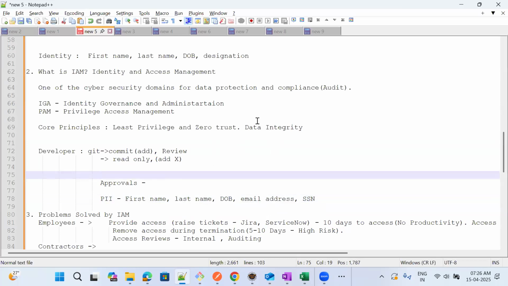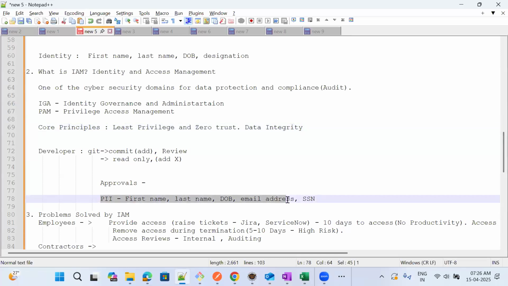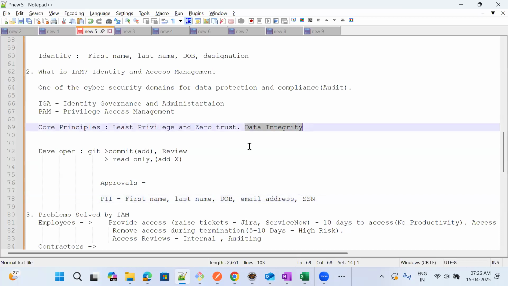So we have to make sure that we are implementing the data integrity principle of our IAM. It means this data should not be viewed by people who are not supposed to view it. At the same time, the data that we collect in SailPoint is not modified unnecessarily by unauthorized people. So we have to ensure that we are implementing this data integrity principle as well in order to have a better implementation of our SailPoint IIQ.